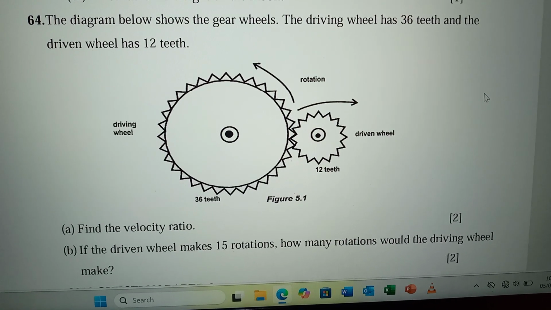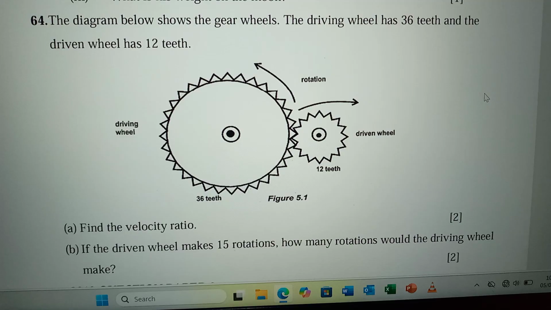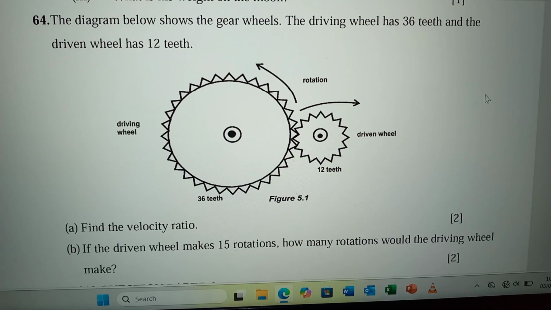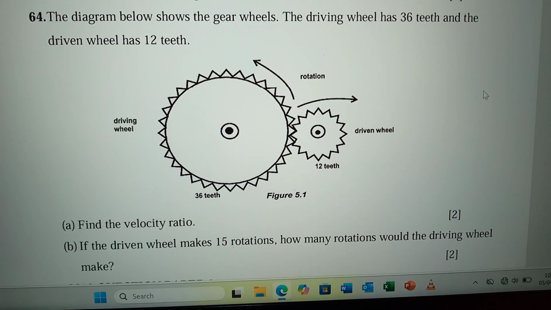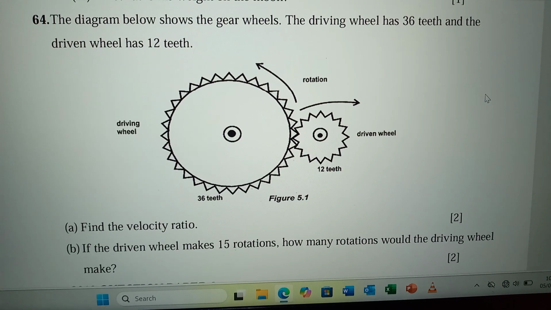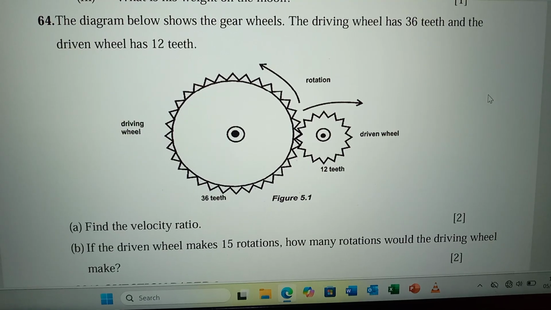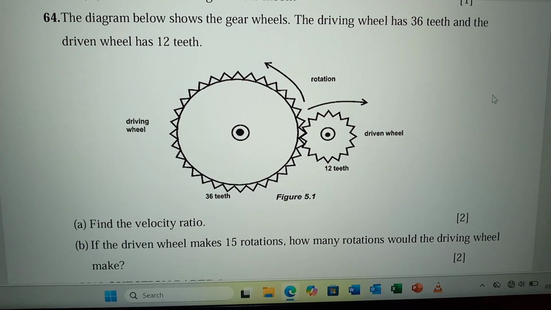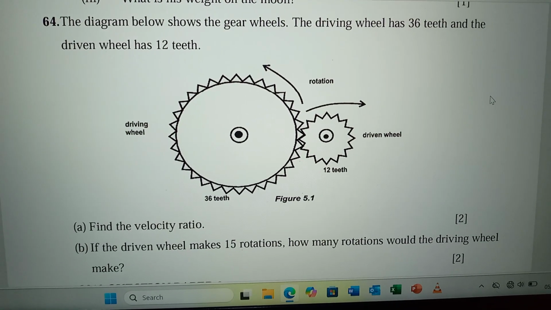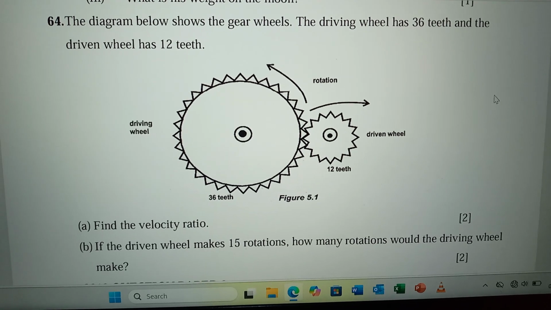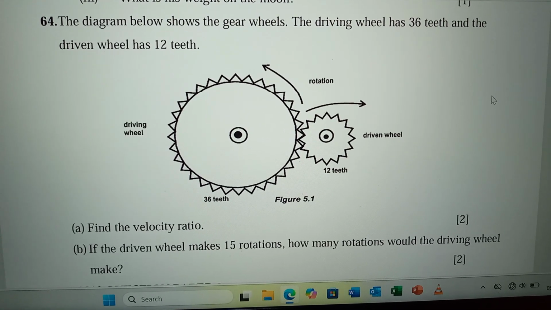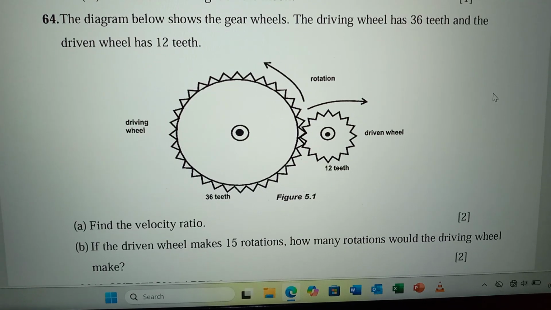The question reads, the diagram below shows the gear wheels. The driving wheel has 36 teeth and the driven wheel has 12 teeth. So that is just the figure showing the driving and driven wheel. So the first question they are saying, find the velocity ratio.